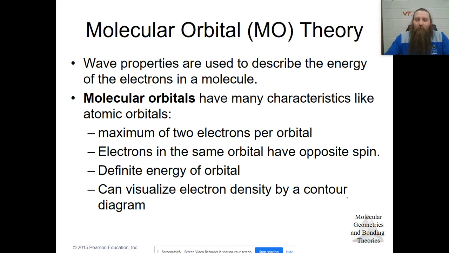Now, this brings us to molecular orbital theory. I really like molecular orbital theory because it incorporates the fact that there are wave properties that can be used to describe the energy of the electrons in a molecule. MO theory has a lot of characteristics just like atomic orbital theory does. You can only put 2 electrons per orbital seat. Just like in year 1 chemistry, here's 1s, you can put 2 electrons in that seat. That's still true.